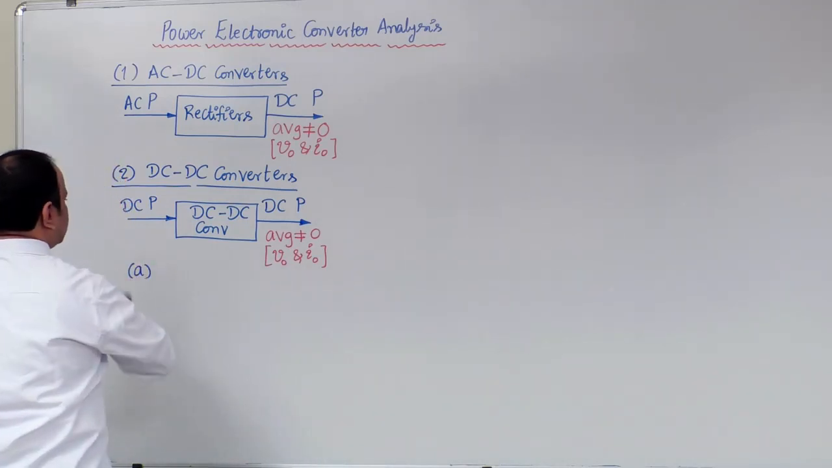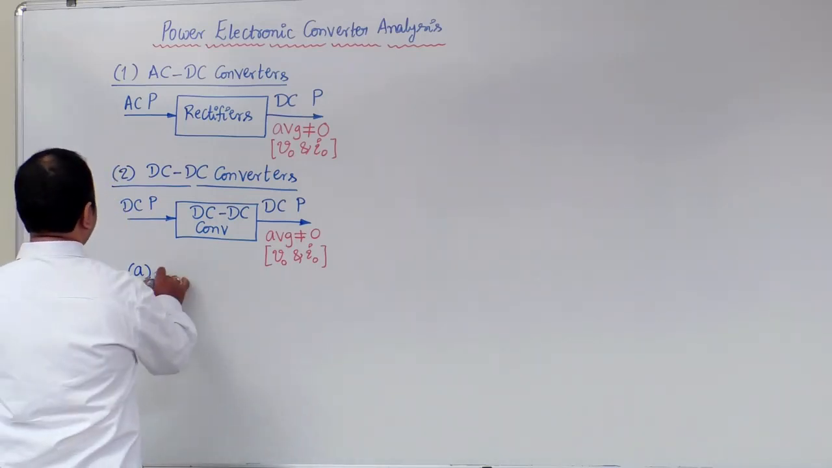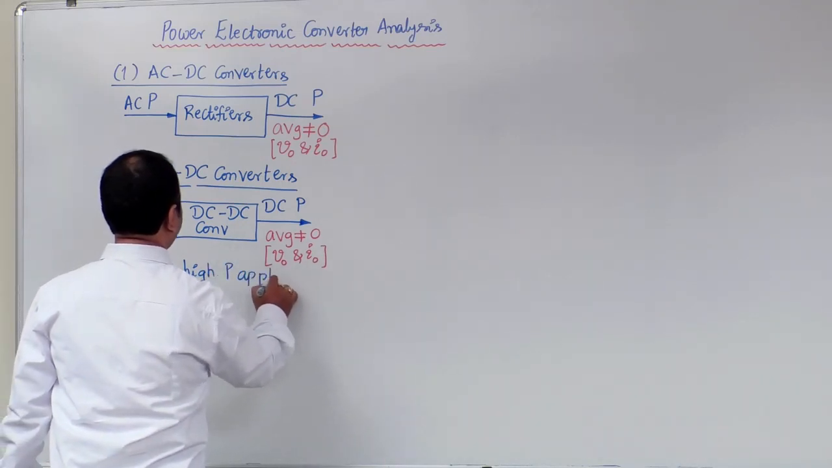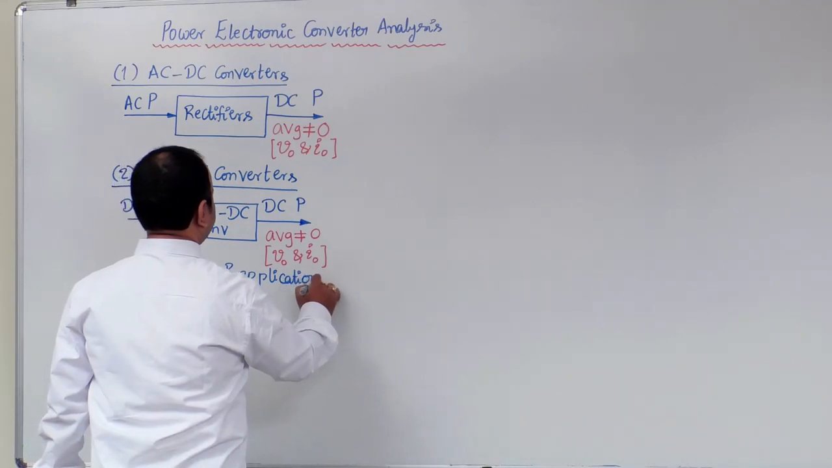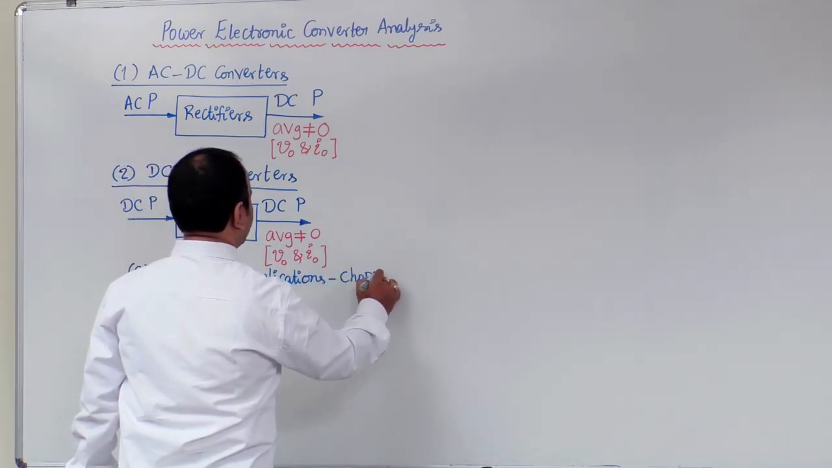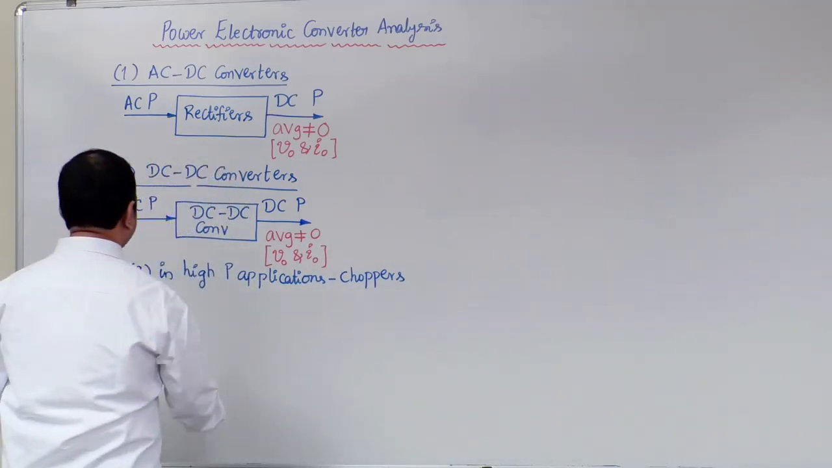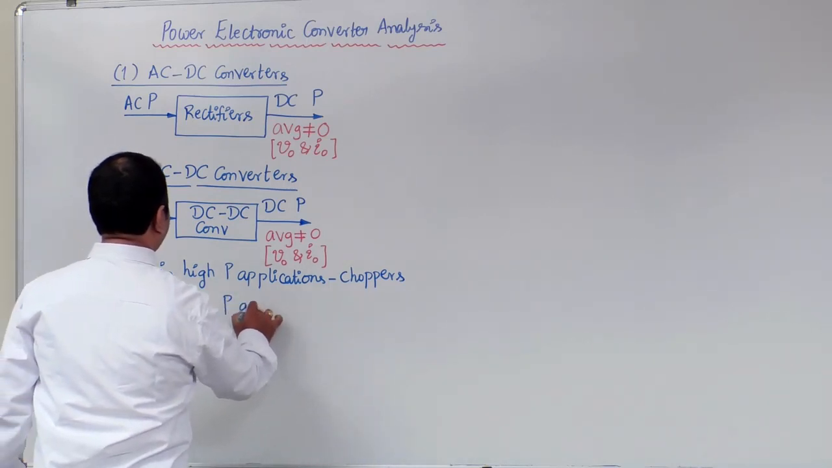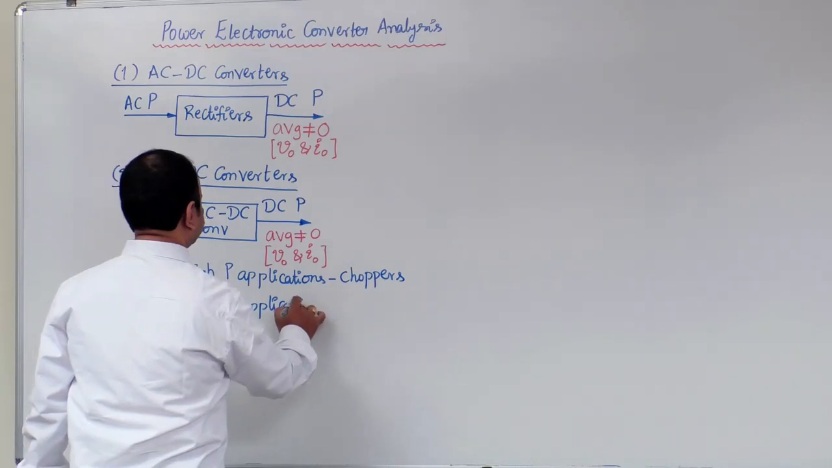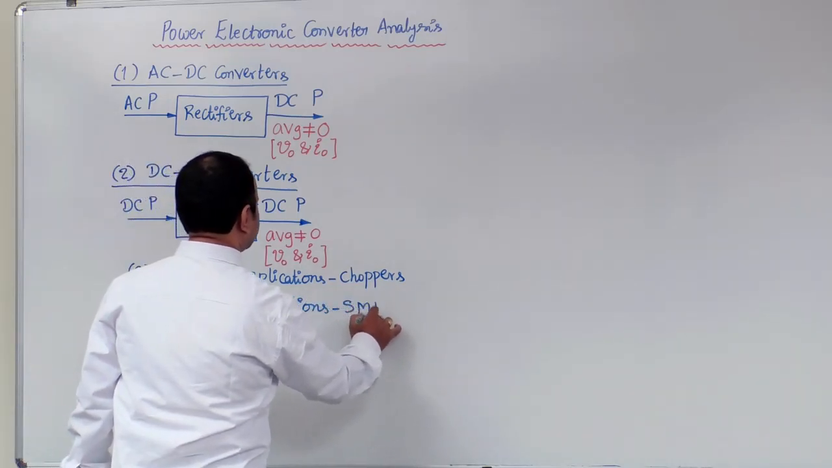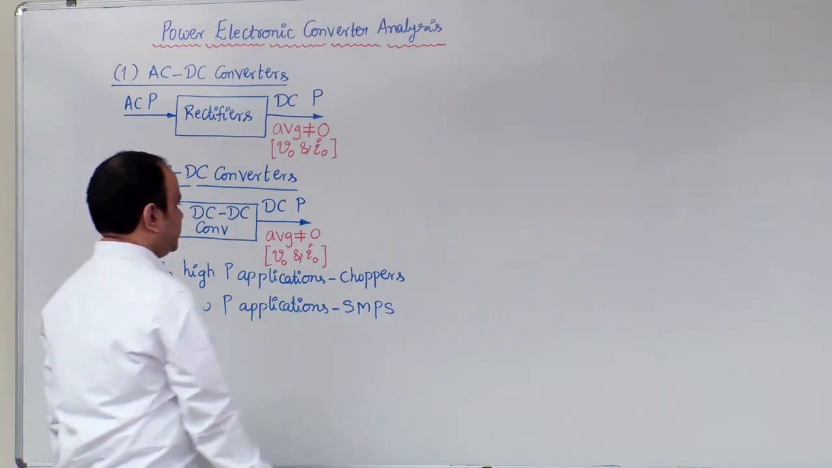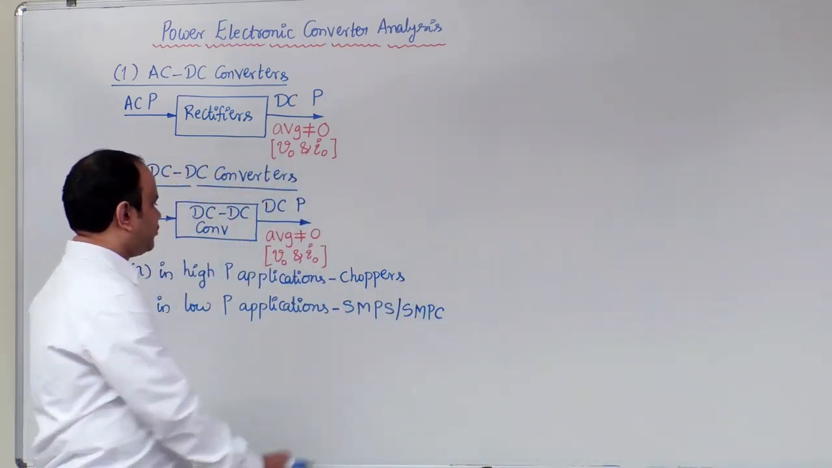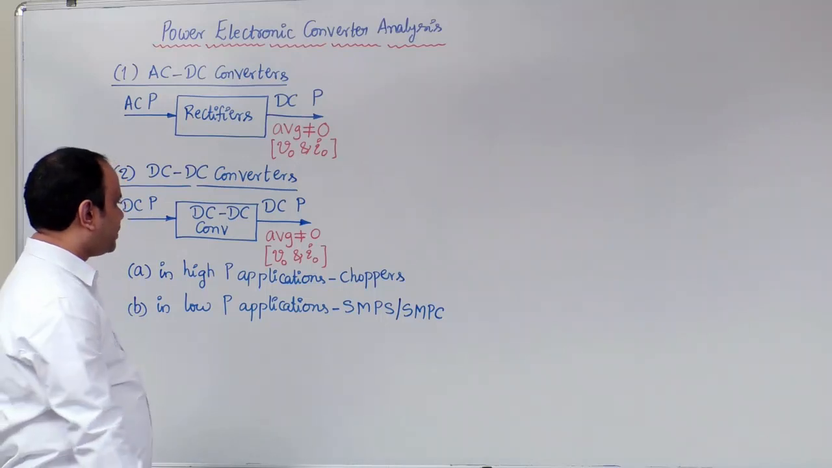In these DC to DC converters, in high power applications, these circuits are referred to as chopper circuits, and in low power applications, these circuits are referred to as SMPS or SMPC, switched mode power supply or switched mode power conversion.